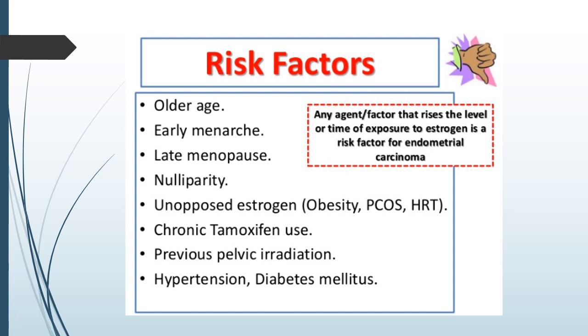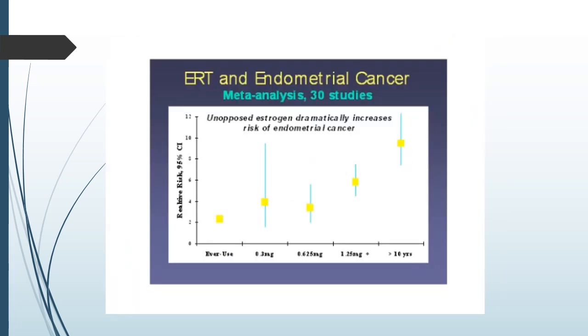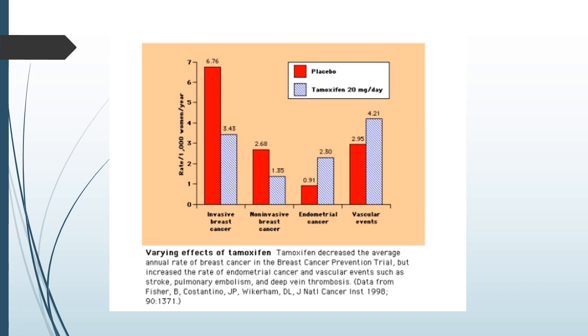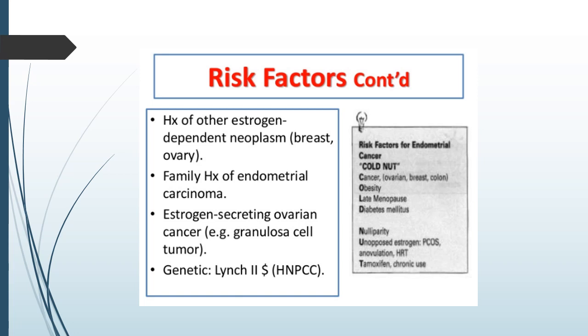Then other factors are previous pelvic irradiation, hypertension and colitis. Estrogen replacement therapy and endometrial cancer: as the dose and exposure increase, there is a dramatic increase in the risk of endometrial cancer development. As you can see, after 10 years of use, the relative risk is more. Then tamoxifen use and placebo: as we can see, endometrial cancer risk is increased after tamoxifen use.